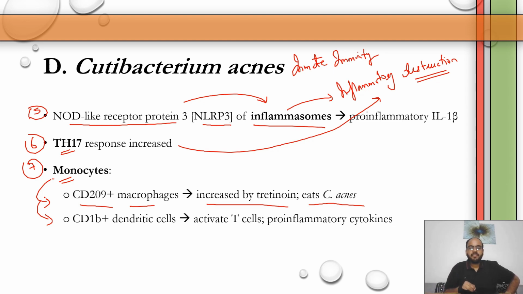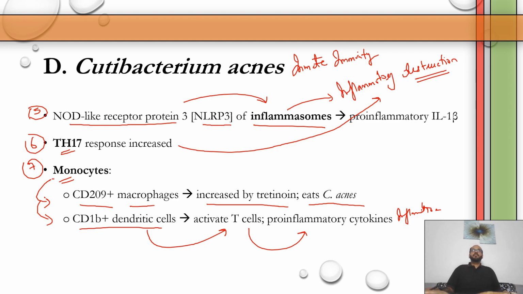Okay, CD1b plus dendritic cells. We all know that dendritic cells are actually antigen presenting cells. They will present antigen to T cells. So dendritic cells will activate T cells and these T cells will release pro-inflammatory cytokines leading to inflammation. Normally, understand this concept very clearly. Normally, inflammation is a process by which you destroy the bacteria or pathogen. During that destruction, there is collateral damage of surrounding areas, and that is why inflammation is both beneficial and harmful.